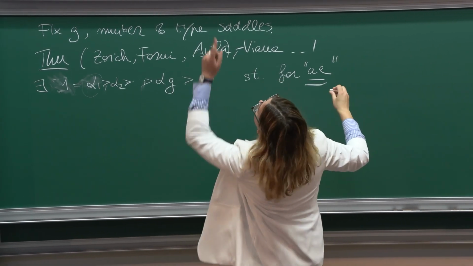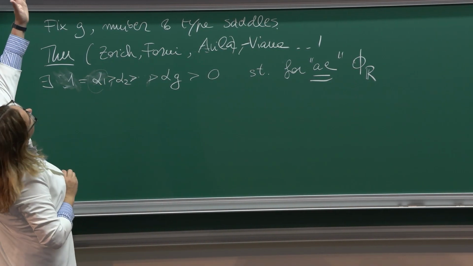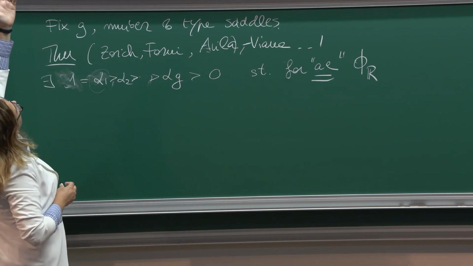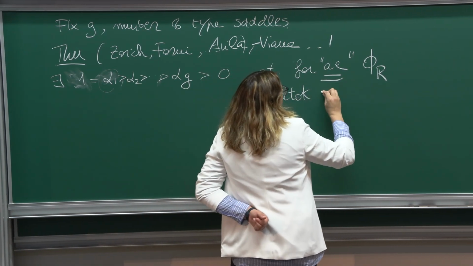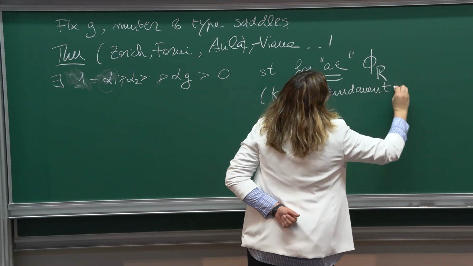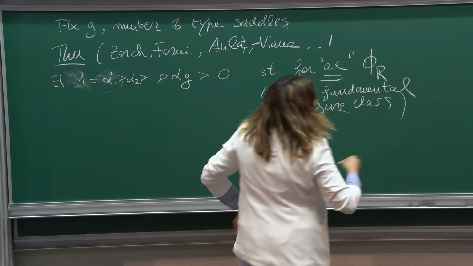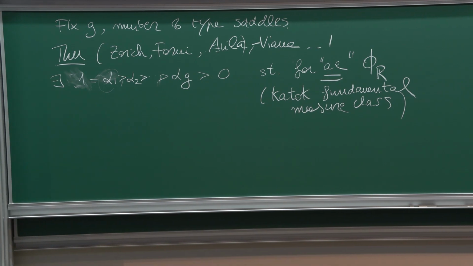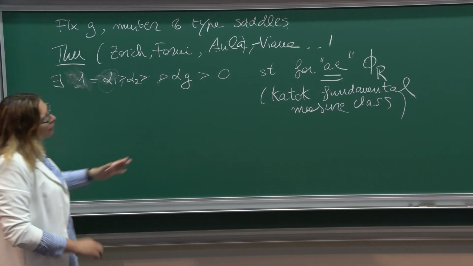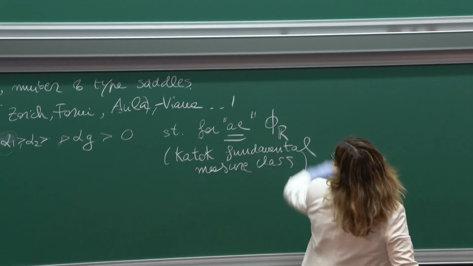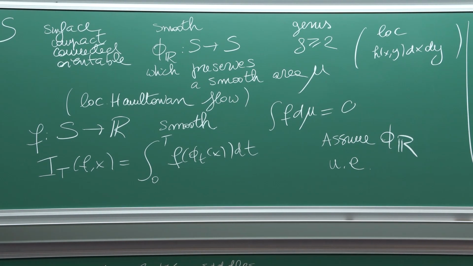So I will tell you for almost every flow, and almost every, I cannot define exactly. There is a way to put a measure on the space of smooth area-preserving flows. This measure class is actually the Katok fundamental class, and it depends on periods of the flow. I don't want to define it, but there is a notion of measure, and you have to take typical ones. In particular, a typical one will be uniquely ergodic, and almost every measure implies, in particular, that they are uniquely ergodic.